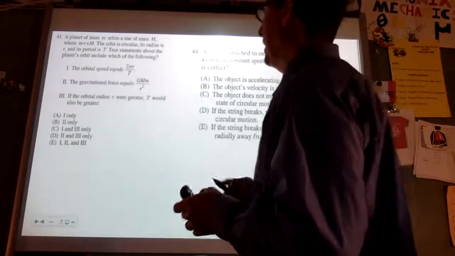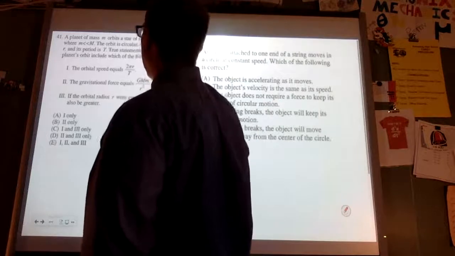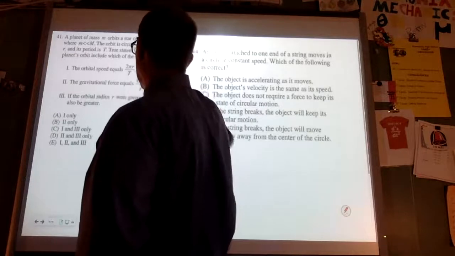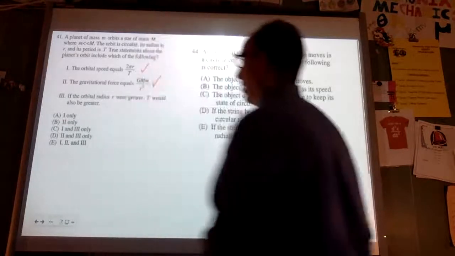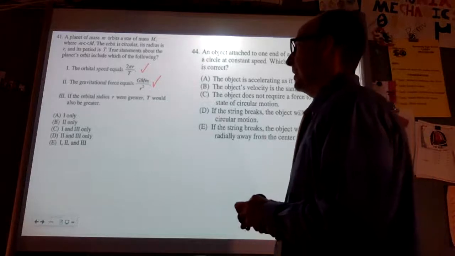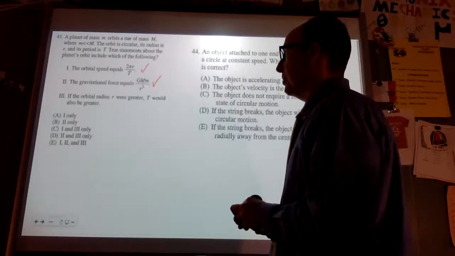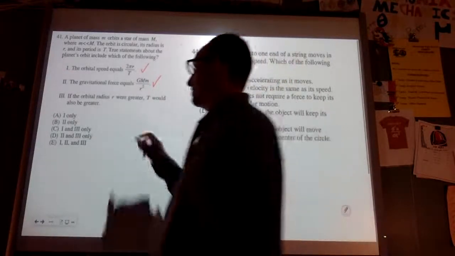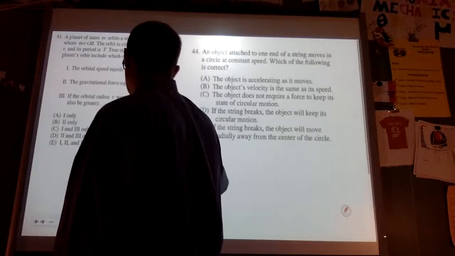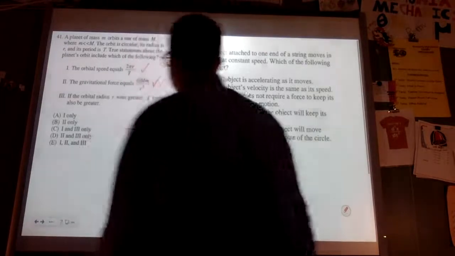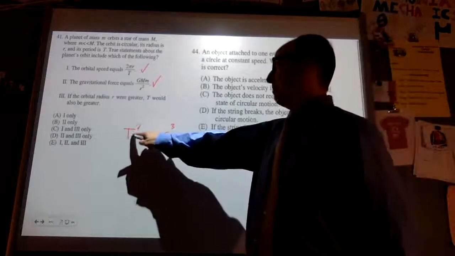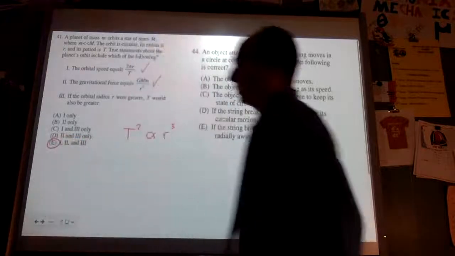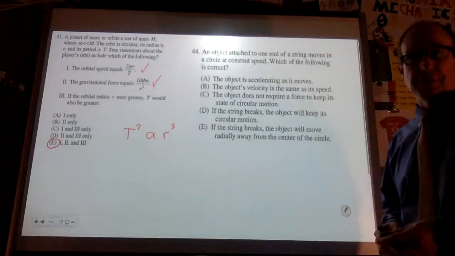The orbital speed equals 2 pi r over T. The gravitational force does equal G m M over r squared. And if r were greater, T would be greater. So again, we know that the relationship is that the period squared is proportional to the radius cubed. So if this gets bigger, does that get bigger? Yes. So it would be all three of them. And you can see how that plays into Kepler's third law.